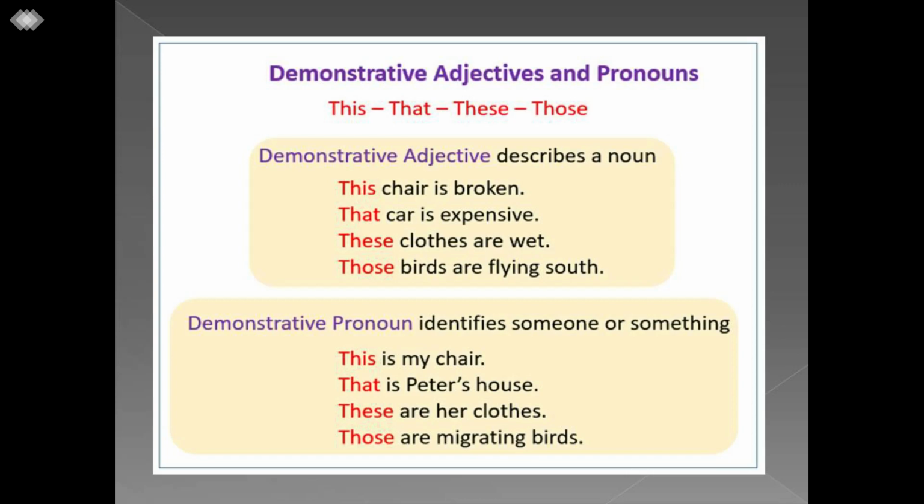But demonstrative pronouns always identify someone or something being used in a sentence. For example, this is my chair. Here the demonstrative pronoun is this and it is identifying something which is called a chair. That is Peter's house. These are her clothes. Those are migrating birds. So the words which we use in both demonstrative adjectives and demonstrative pronouns are this, that, these, and those.